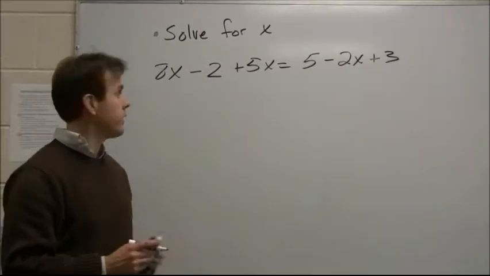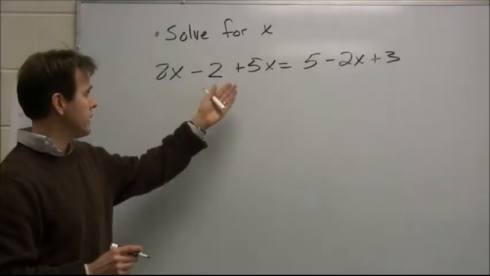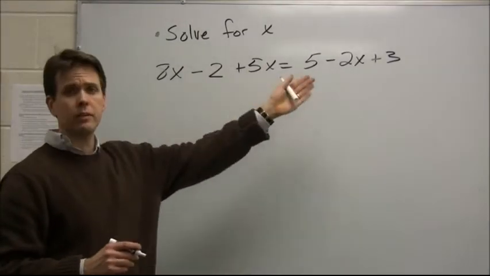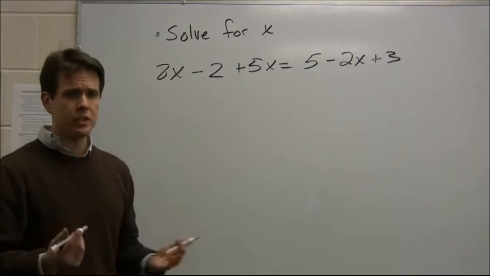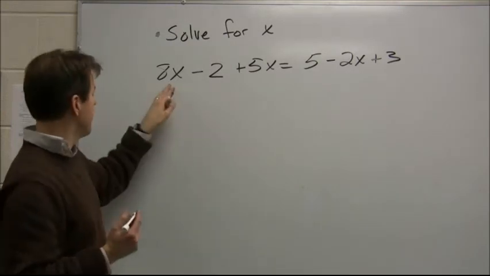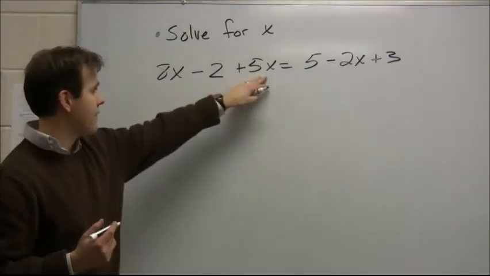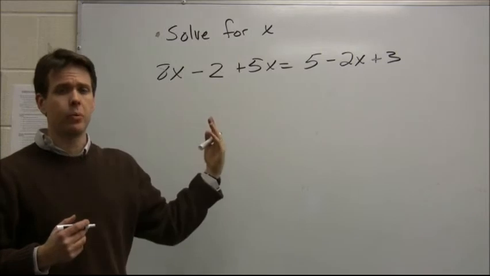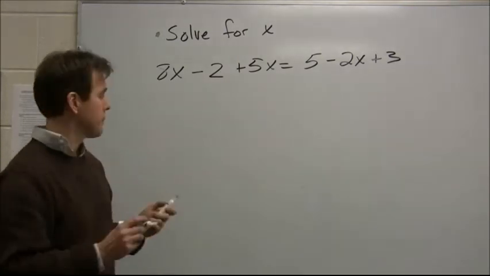Problems are getting a little bit longer here. We have 8x minus 2 plus 5x equals 5 minus 2x plus 3. What's our strategy here? Now we have an 8x and a 5x on the same side. We have x on the same side of the equation. So how do we handle this?